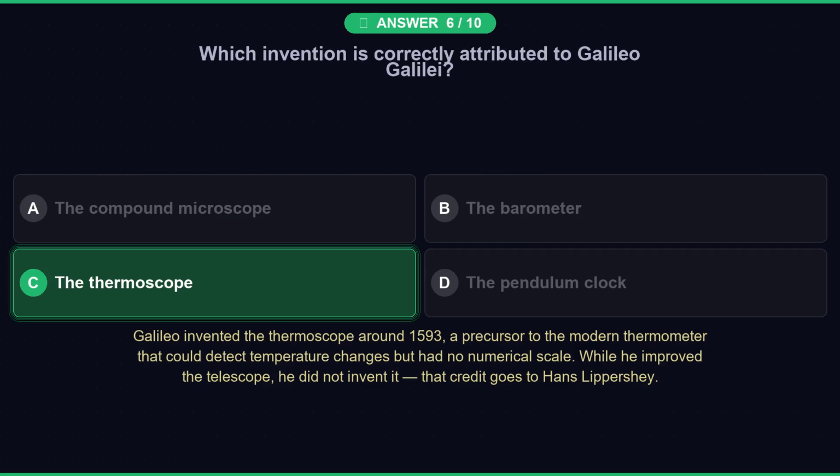The correct answer is C. The thermoscope. Galileo invented the thermoscope around 1593, a precursor to the modern thermometer that could detect temperature changes but had no numerical scale. While he improved the telescope, he did not invent it. That credit goes to Hans Lippershey.